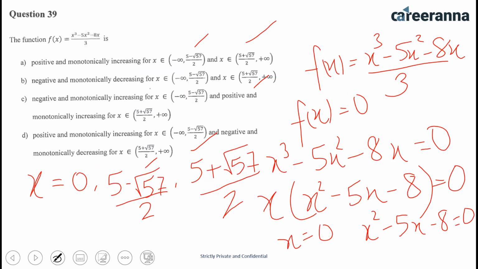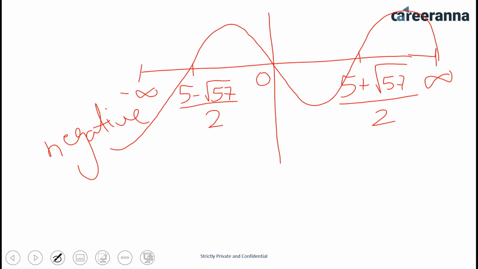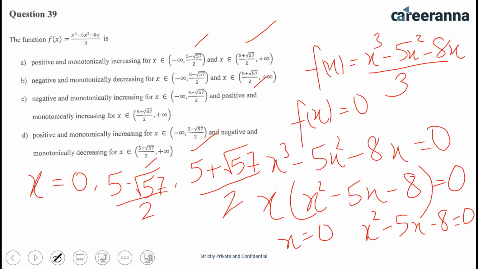Let's see our second option. Negative and monotonically increasing for x belongs to this and x belongs to this. Here you can see it is negative and it is increasing, but it is increasing till 0, and then again it is increasing. Monotonically means it is completely, constantly increasing. Hence our option B is also not our answer.